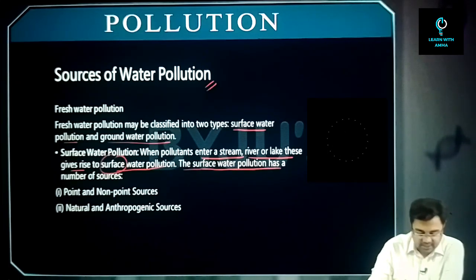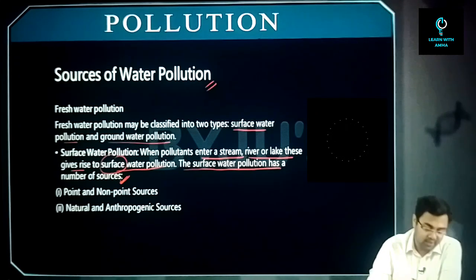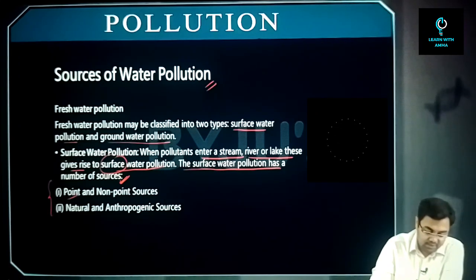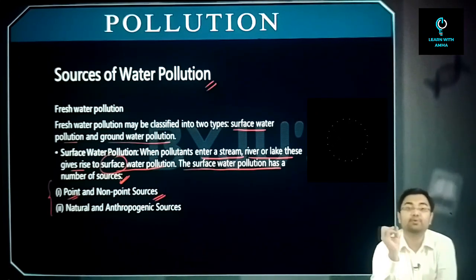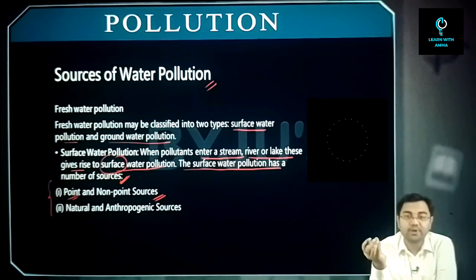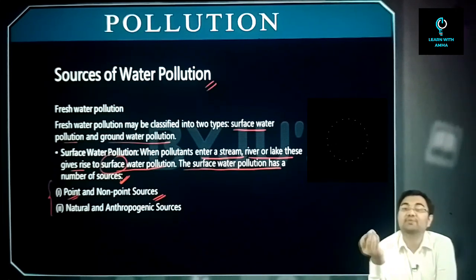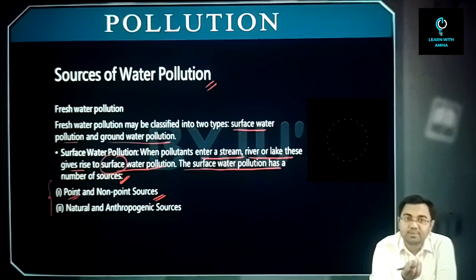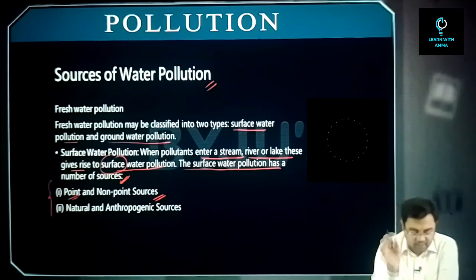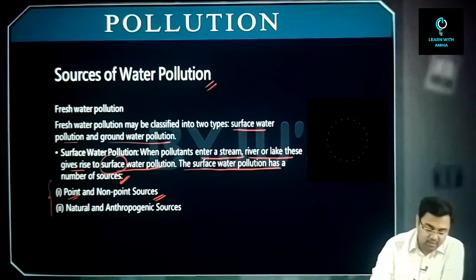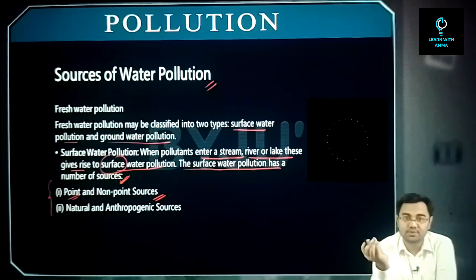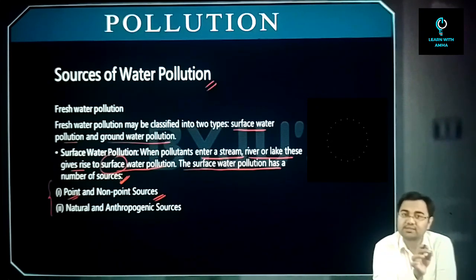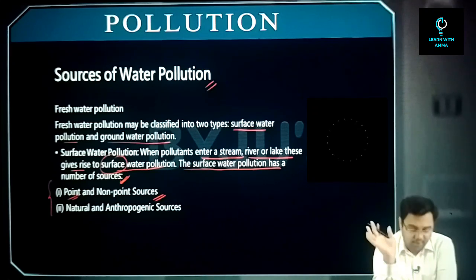Surface water pollution has a number of sources. One way of defining the sources can be point and non-point sources. So what are point sources? When your source is well defined. It can be domestic, it can be industrial, but if the source is very well defined, we call it a point source. So all the domestic and industrial waste are examples of point sources.